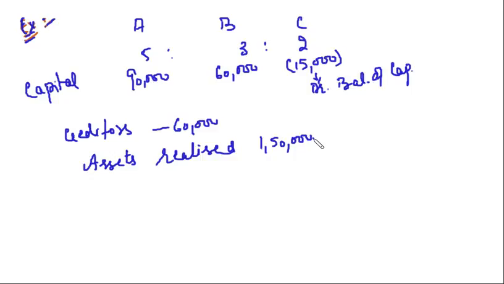What does it mean? It means that there were some assets in the balance sheet on the date of dissolution, that we sold the assets and realized 1,50,000. I repeat again, assets realized 1,50,000. What is the interpretation of this? That we had some assets in our books. We sold those assets and we realized 1,50,000.